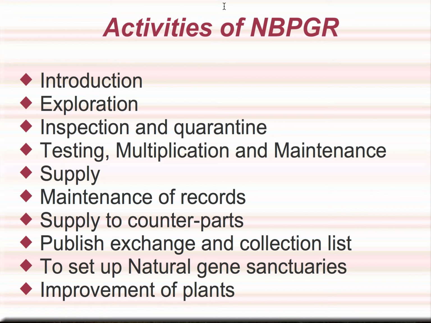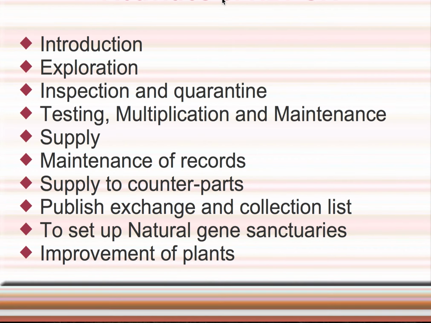And next one is to set up natural gene sanctuaries of plants where genetic resources are endangered. And also it has another important activity, that is improvement of certain plants like medicinal and aromatic plants. Medicinal and aromatic plant improvement is also being done by this agency.